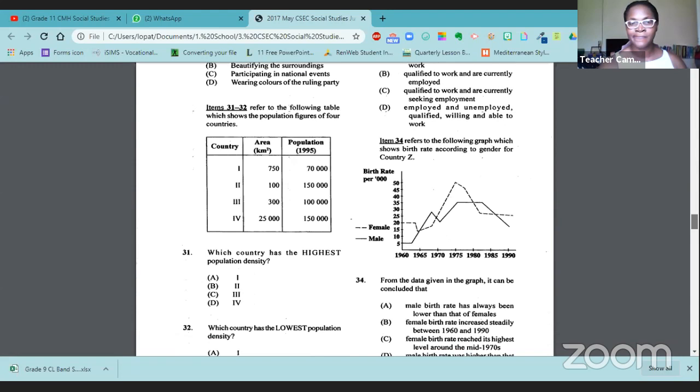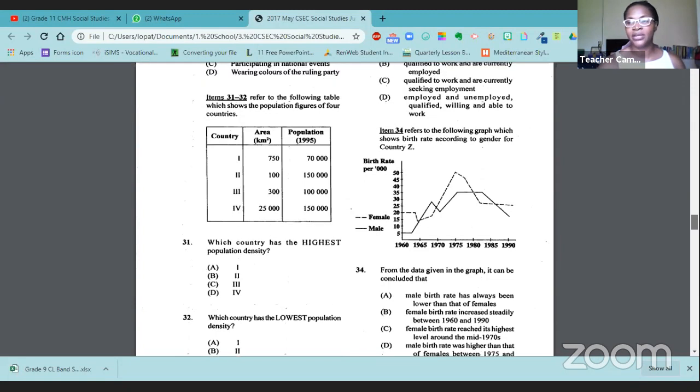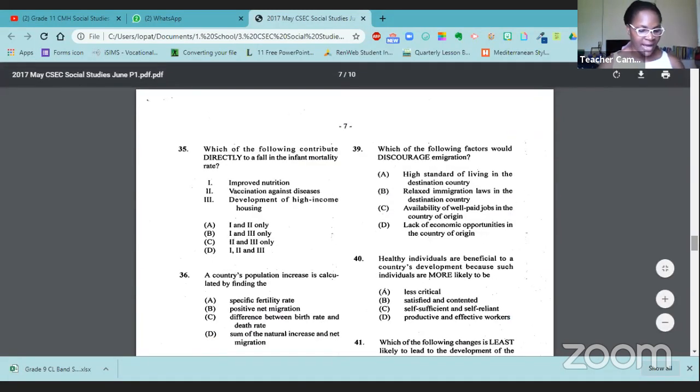34, look at the diagram. From the data given in the graph, it can be concluded that, and we looked at this already, C would be the answer, and I explained how we got to C. 35, which of the following contribute directly to a fall in the infant mortality rate? We looked at this already too. The answer for this would be improved nutrition, vaccination against diseases, and that would be 1 and 2, which would make the answer A.